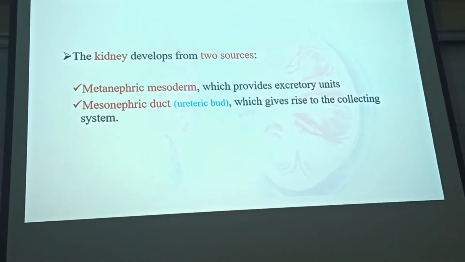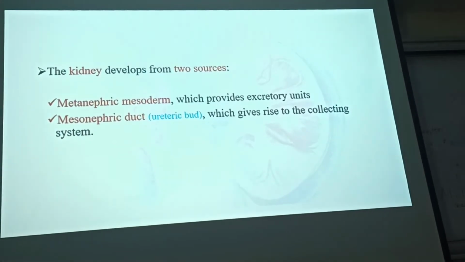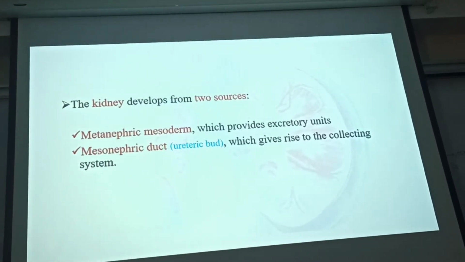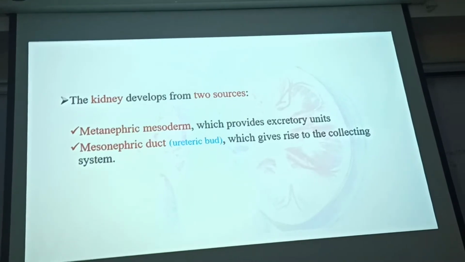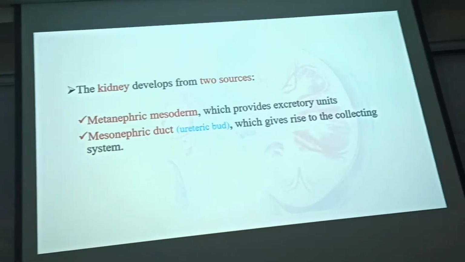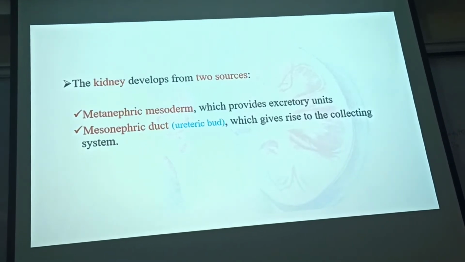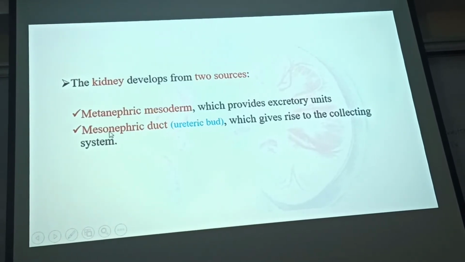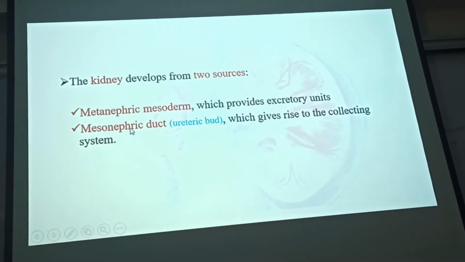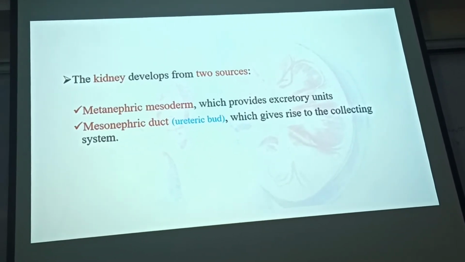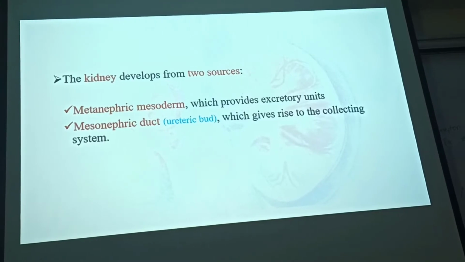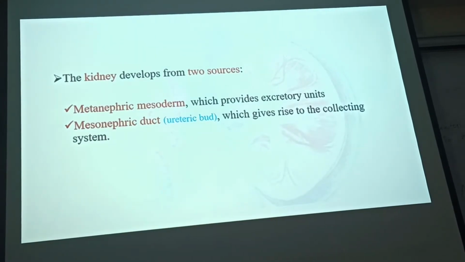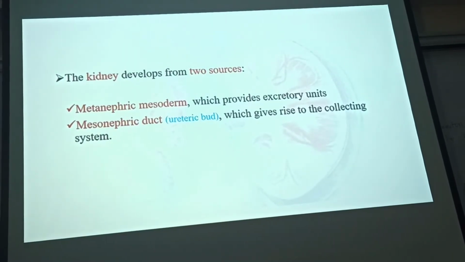I have explained about the development of kidney, excretory part and collecting part. In summary, kidney develops from two sources, two origins. One, ureteric bud. Two, metanephric tissue. Ureteric bud, or mesonephric duct or Wolffian duct, gives rise to collecting system. And metanephric tissue gives rise to excretory units.